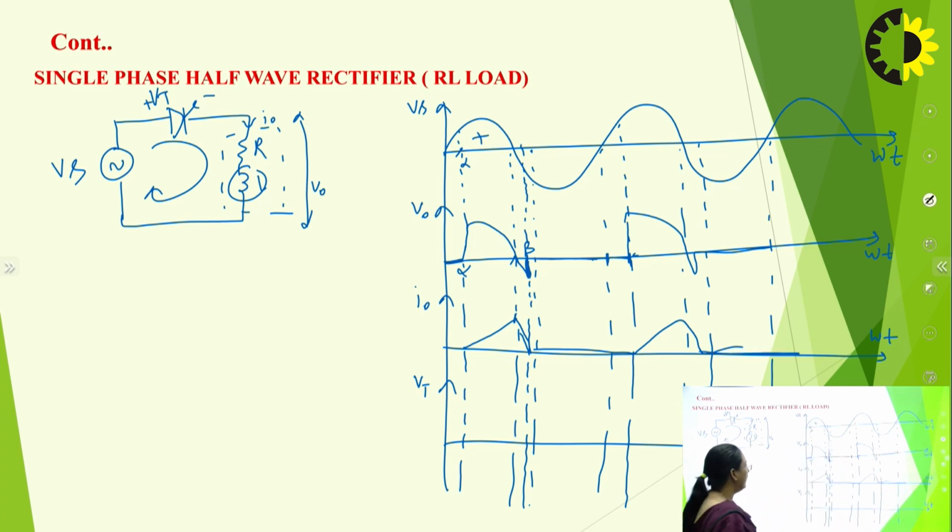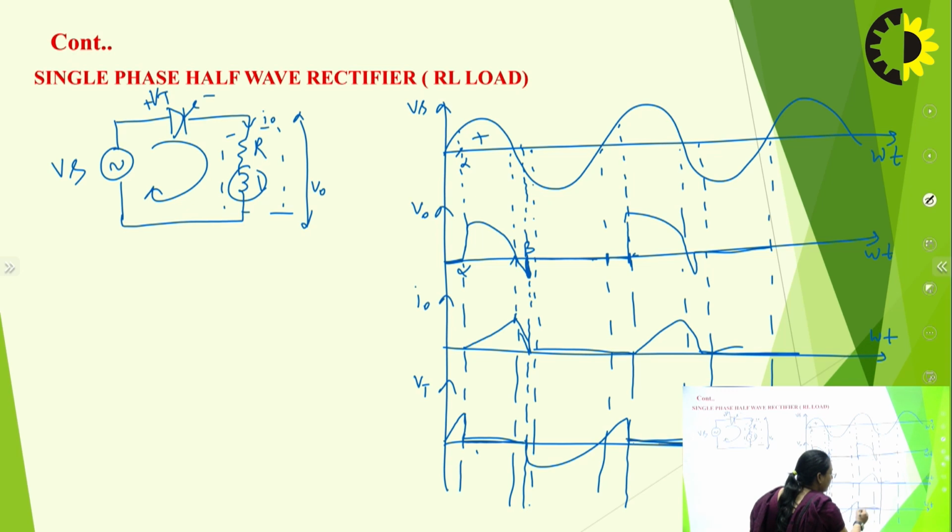Now whenever thyristor is conducting, voltage across it will be 0, and when it is not conducting, it will continue to have the supply voltage. So from here, this will be the voltage across the thyristor. This is 0. Okay, again it is like this.